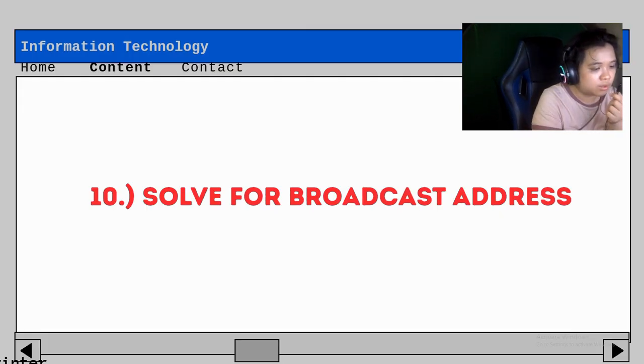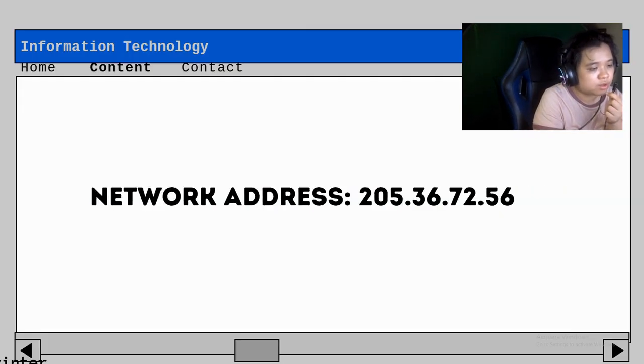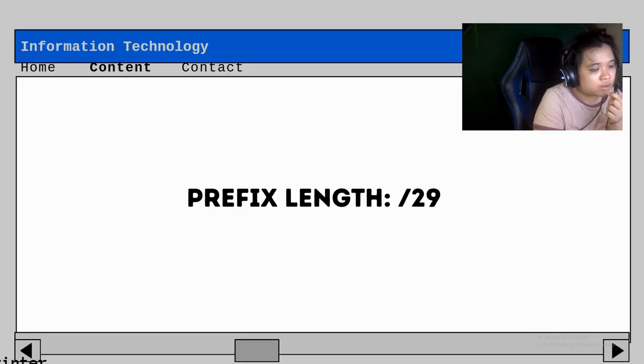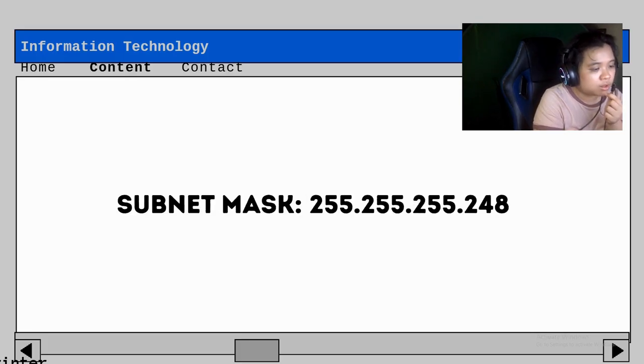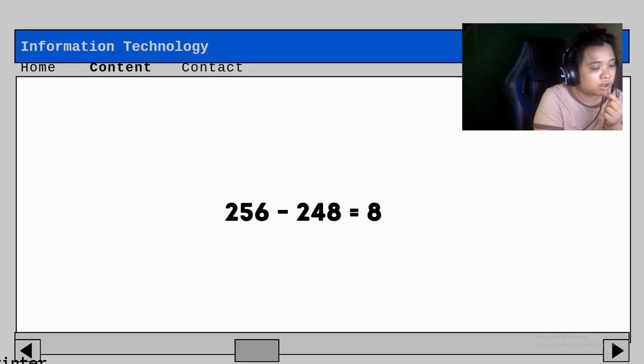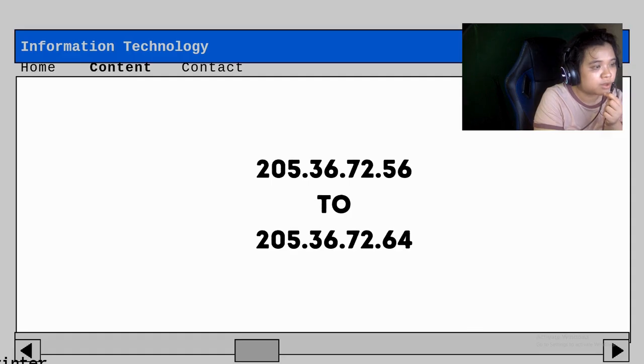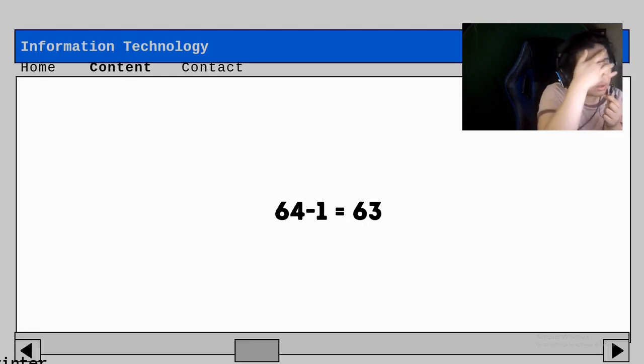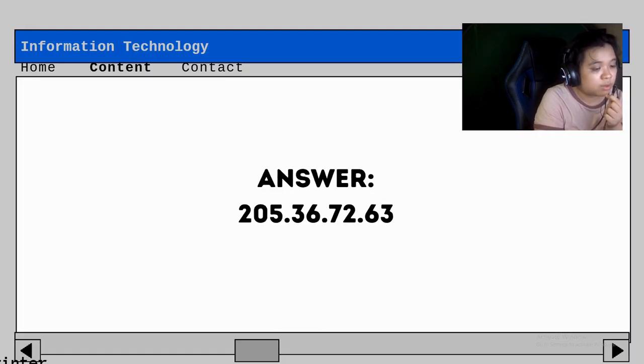So for our last problem, we want to solve for the broadcast address again. We need to find the broadcast address of the network 205.36.72.56 with the prefix length of /29. First, we determine the block size by subtracting the last octet of the subnet mask, 248, from 256. This gives us a block size of 8, so the subnet ranges increase by 8. Since our network starts with 205.36.72.56, the next subnet begins at 205.36.72.64. The broadcast address is always the last IP address before the next subnet, so we subtract 1 from our address here. So 64 minus 1 becomes 63. Therefore, the broadcast address is 205.36.72.63.